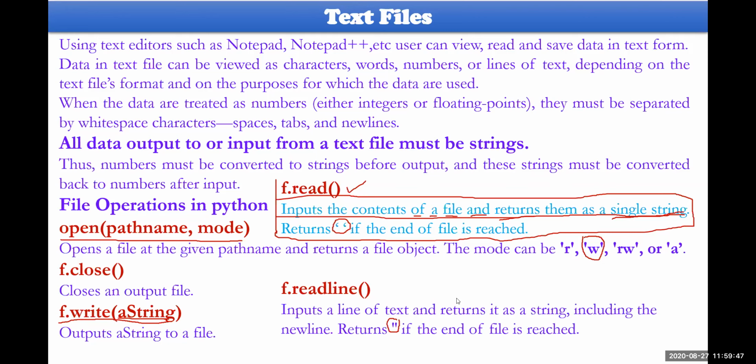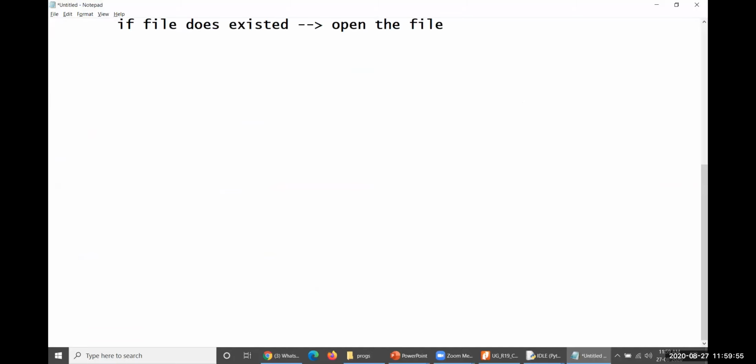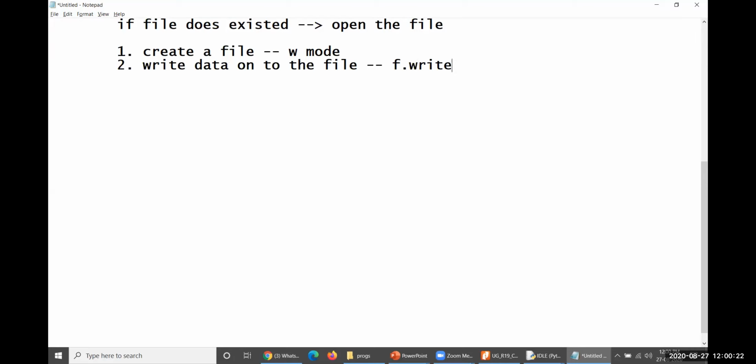First of all, what are the operations you are supposed to do here? If you are trying to create a new file, first of all you need to create the file. The first operation is to create a file. The file must be created, and it can be done by W mode. Then the second operation is to write data onto the file. You must write onto the file. It can be done by f.write, f.write with A string. One parameter must be passed by you.